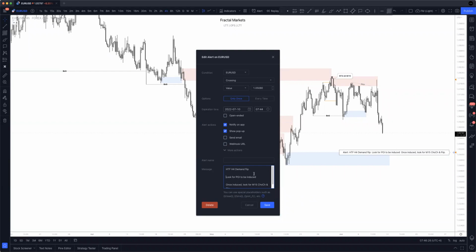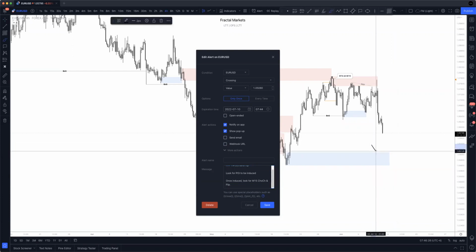If I'm off the screen and I say, okay, we've mitigated the H4 demand flip, I know exactly where that is on EU. Look for POI to be induced. So what that means is I'm waiting for this, right? I want to see this first flip. I want to see this first one.